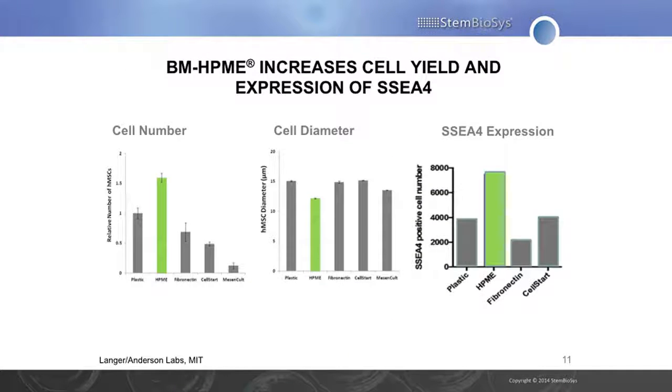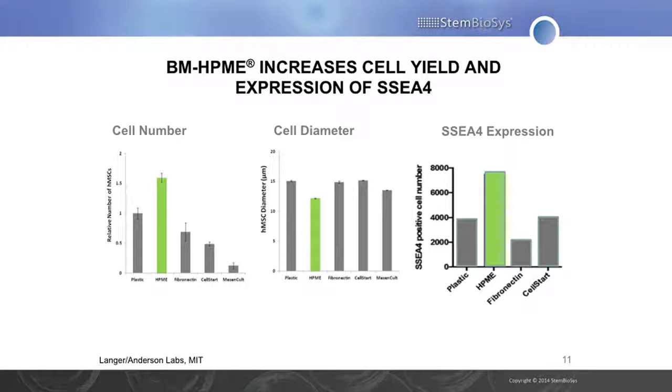When compared to other substrates, MSCs grown on HPME have an increased cell proliferation rate, smaller cell size, which is an index of stem cell potency, and a higher percentage of these cells are expressing SSCA4 through more population doublings when compared to some of these other substrates.